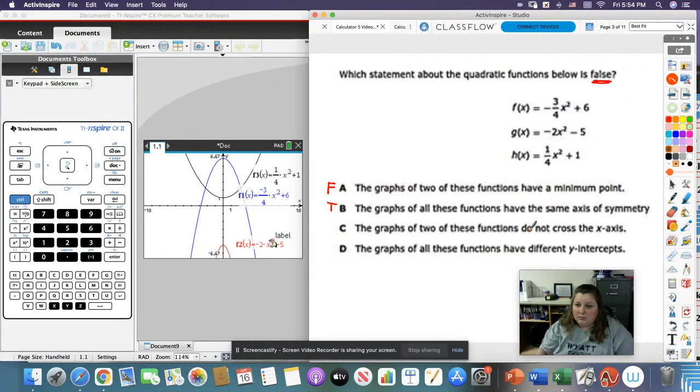The graphs of 2 of these functions do not cross the x-axis. That is also true. This one does not cross the x-axis, and that one does not cross the x-axis. Why is there 2 true answers? The graphs of all of these functions have different y-intercepts. Different, and different. True. So this is the case where you have to put true and false next to all of them, because the correct answer was the false statement, because they asked which one was false and not which one was true. So be careful.